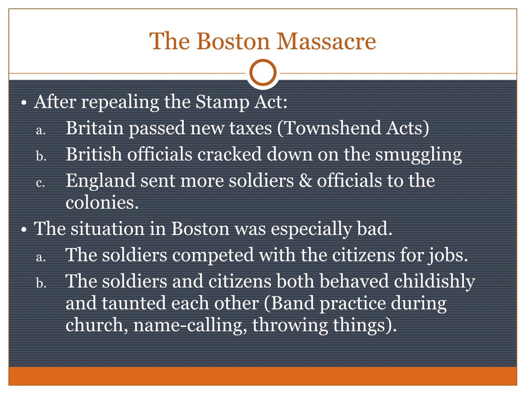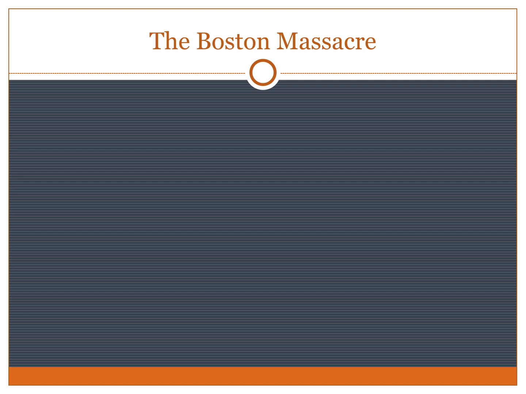So, for example, the British troops had band practice during church. The two sides would pass each other in the streets and taunt each other, call each other names. They'd throw things at each other. They'd push each other as they walked past them in the streets. So these two sides, the colonists in Boston and the British soldiers stationed there, are two groups that are at odds with each other.